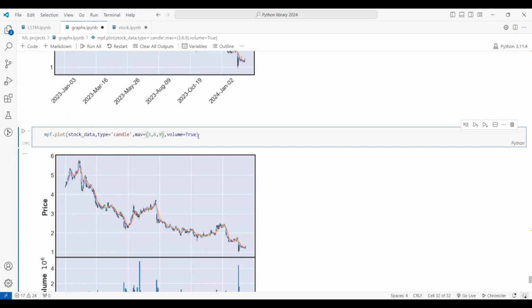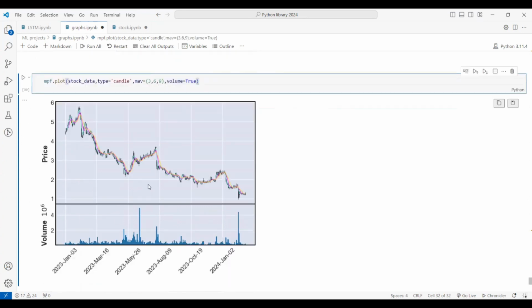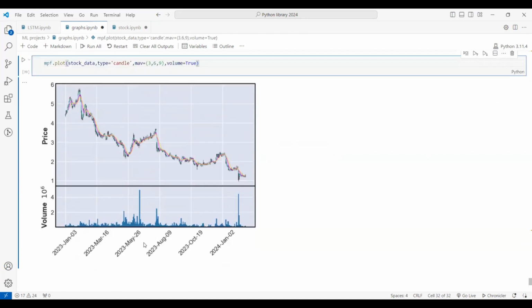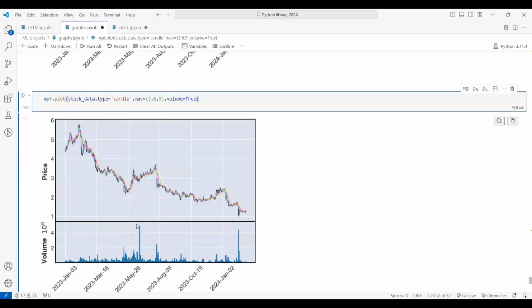Another one is the candle plot where I'm using the volume as well, which is going to show us both things, the price and the volume, on the same graph. So that's how the MPF library, which is the MPL Finance library, works. MPF is the nickname which we have given to the MPL Finance library while importing it into our file.